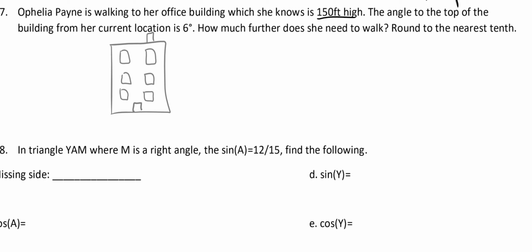All right, so we got our building here, and it says that this building is 150 feet tall. The angle to the top of the building from Ophelia's current location is 6 degrees. So let's say Ophelia is right here. So the angle from here to the top of the building, it says, is 6 degrees. So that means this angle is going to be 6 degrees.